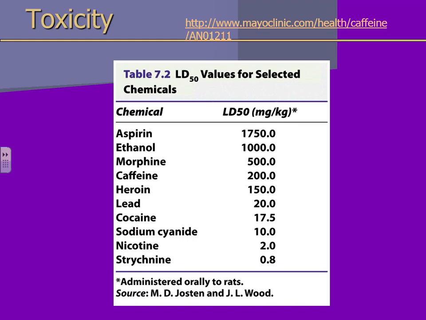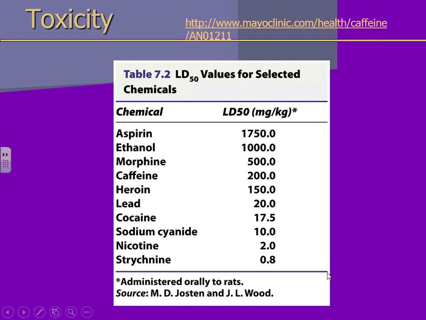If you look here, this is from your textbook. We looked at the same slide as well. This is showing you LD values for selected chemicals. We have aspirin all the way down to strychnine. If I asked you on this table, tell me the chemical that is most toxic, you would tell me it's strychnine. Again, the lower the LD50, the more toxic the chemical. We know that it's toxic to whatever animal was tested, so administered orally to rats, and we use this information to extrapolate and extend it to humans.